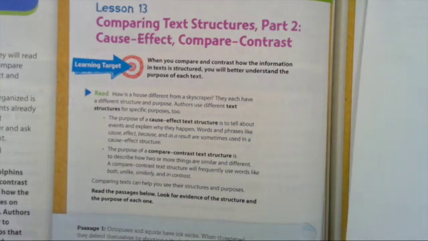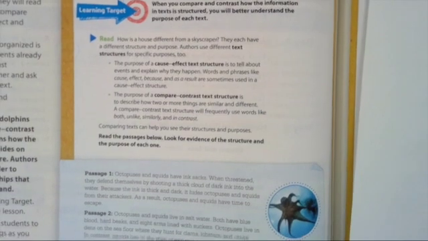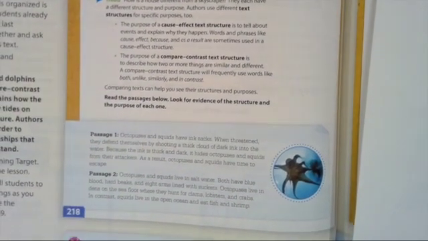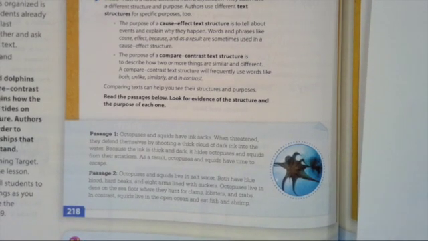Comparing text can help you see their structures and purposes. Read the passages below. Look for evidence of text structure and the purposes of each one. So we're going to be looking for these keywords for cause and effect or for compare and contrast, and see if we can determine the text structure of passage 1 and passage 2.